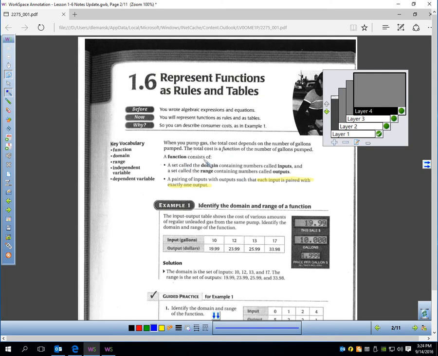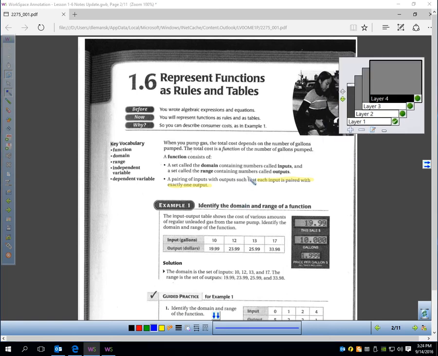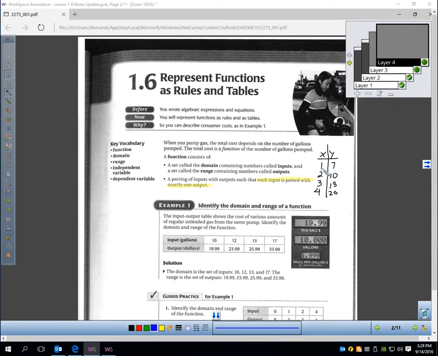One other characteristic a function has. Each input can only be paired with one output for a function to exist, or for a group of numbers to be considered a function. Here would be an example of a function. If I input 1, I get 7 for an output. If I input 2, the output's 10. If I input 3, the output's 13. If I input 4, the output's 20. Do you notice how each input gives me exactly one output? This would be a function. I'll put a little check mark by it.